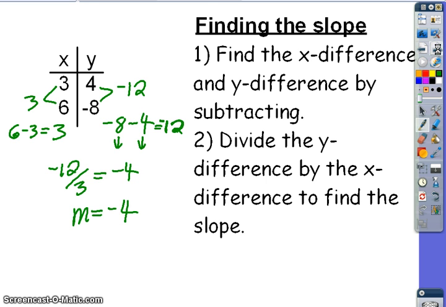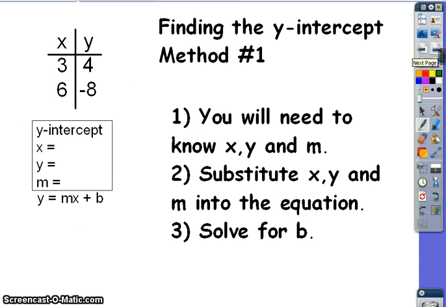Next, I need to find the y-intercept. Again, there's 3 methods. I'm going to show you all 3 methods. So method 1, it says you will need to know x, y, and m. Well, I know m. It's -4.